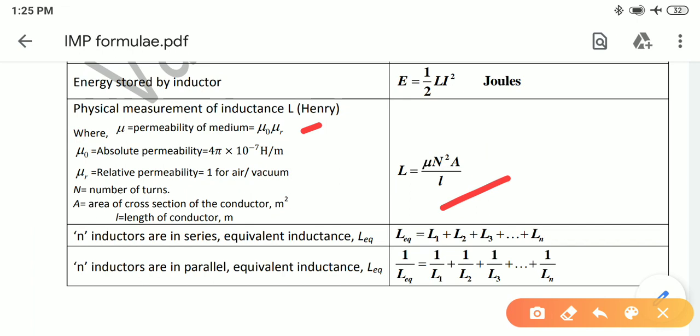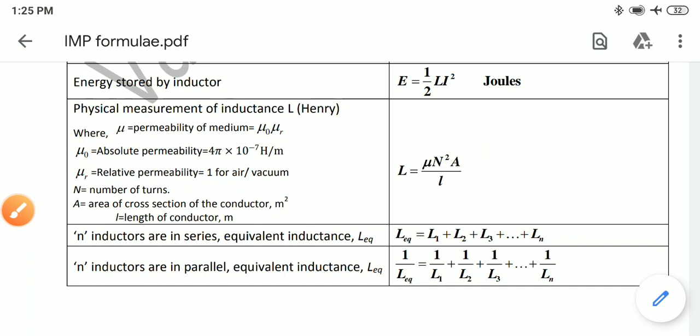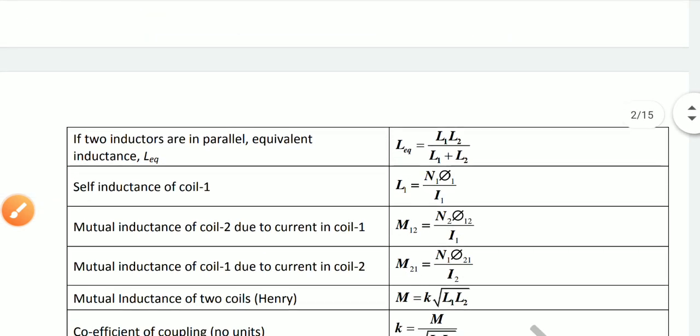Similarly, if n number of inductors are in series, the equivalent inductance is L equivalent is equal to L1 plus L2 plus and so on Ln. Next, if n number of inductors are in parallel, the equivalent inductance is 1 by L equivalent is equal to 1 by L1 plus 1 by L2 plus and so on 1 by Ln. If only two inductors are in parallel, then the equivalent inductance can be given as L equivalent is equal to L1 L2 by L1 plus L2.